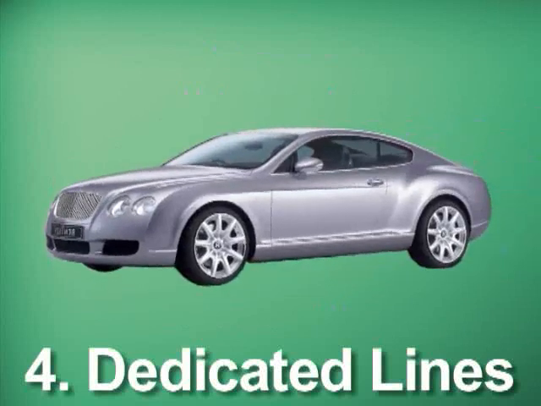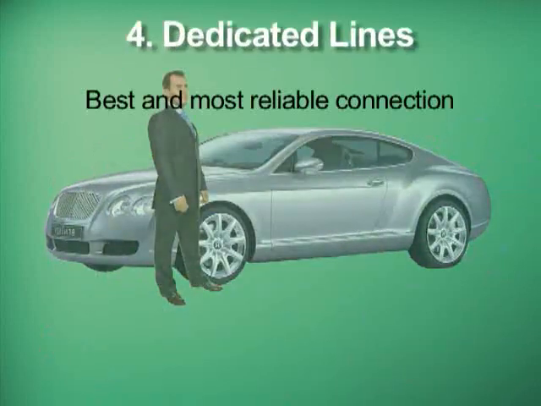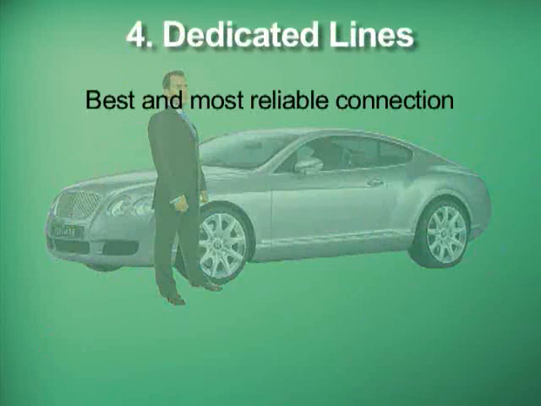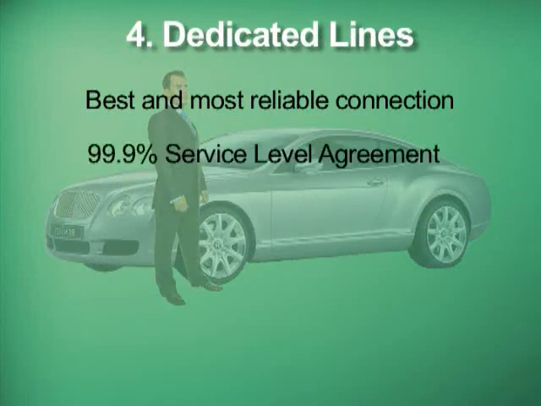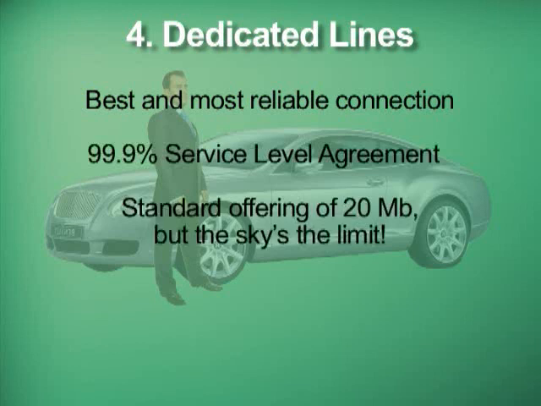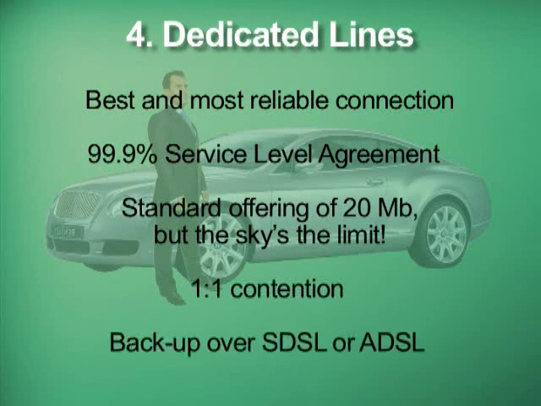Dedicated lines, also known as a leased line. This is the best and most reliable connection. Very reliable service which carries a full 99.9% service level agreement. Most dedicated lines will offer up to 20 megabytes at an affordable price, but the sky's the limit. You get a one-to-one contention, so you are the only one using your internet connection. Backup is provided over an SDSL or ADSL line, so you'll have good speeds and reliability even during an outage.